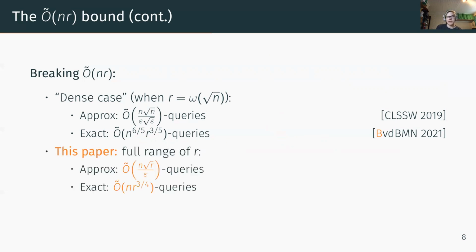In this paper, we break this nr bound for the full range of r. And we do this with this n√r/ε query algorithm in the approximate case, or this n r^(3/4) query algorithm in the exact case. Note that our algorithms do not only break this nr bound, but they are also more efficient than these previous state-of-the-art algorithms for the full range of n, r, and epsilon.